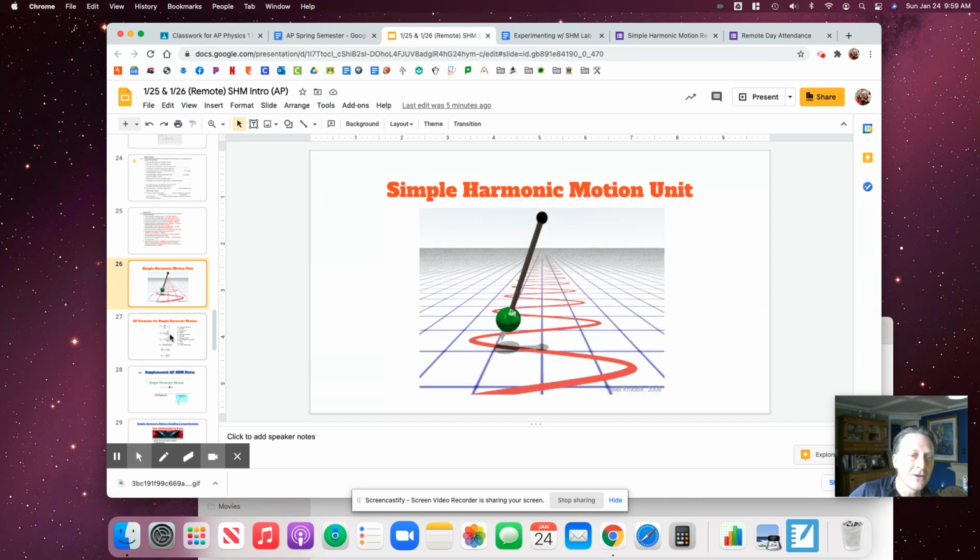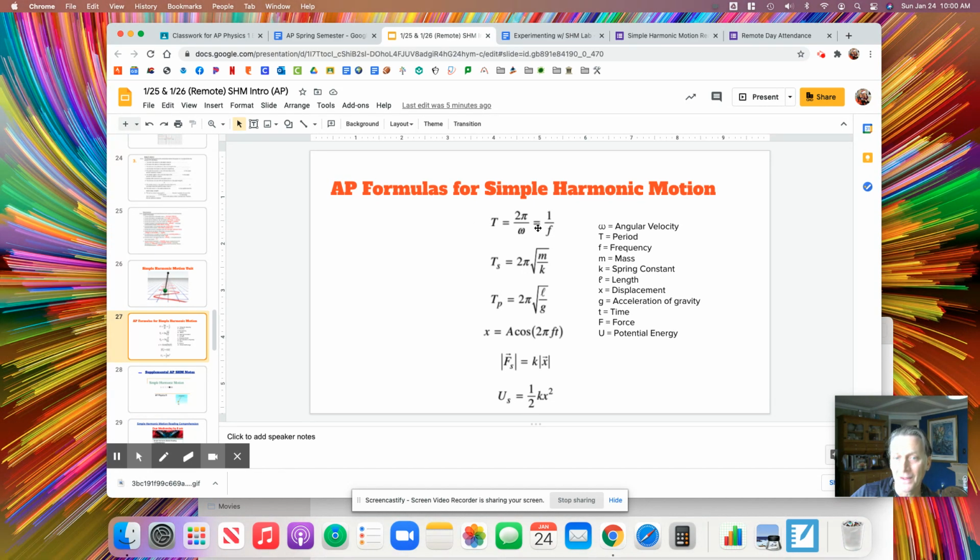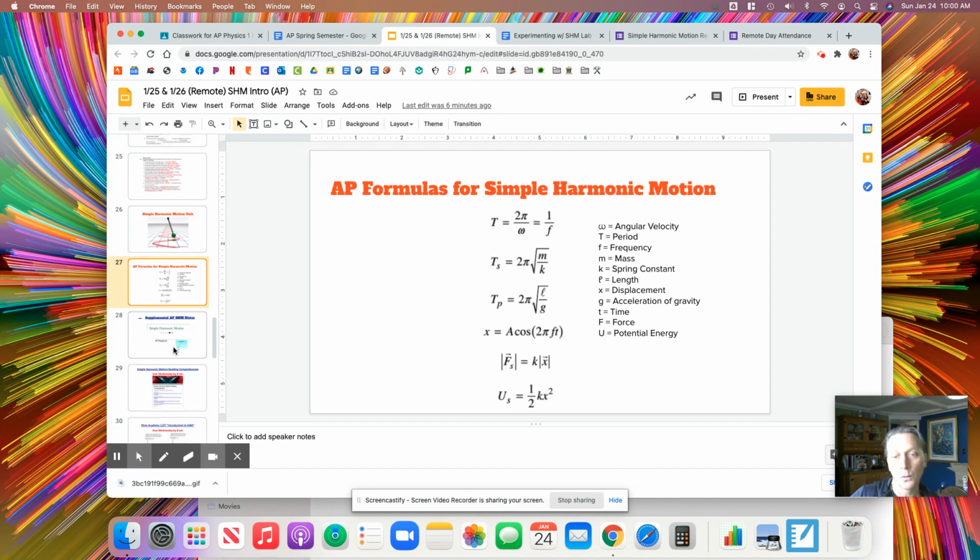Now, as far as the formulas that we're going to use for this unit, I have them here, and I've defined the terms for you. We have the formula for period and frequency, the formula for the period of a mass spring oscillator, and a formula for a pendulum. We have a sine wave equation right here. Okay, it's actually a cosine wave, but a similar kind of thing. We have Hooke's law, and we have energy of a spring. And we'll be doing a lot with springs, so getting back into energy again, and how that works with springs.